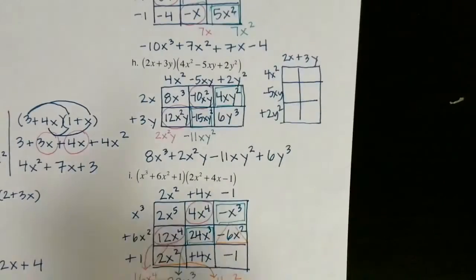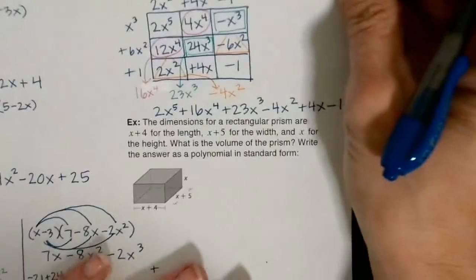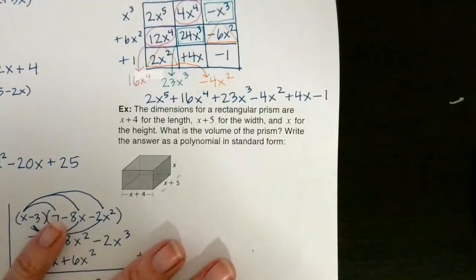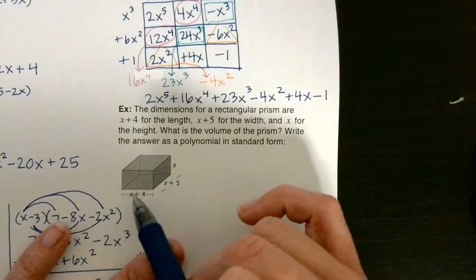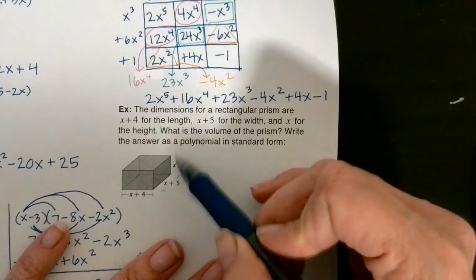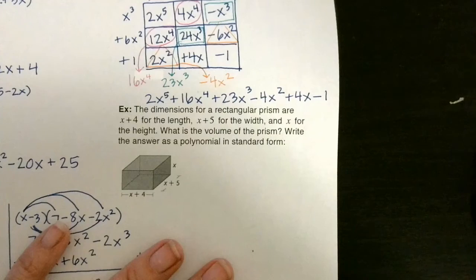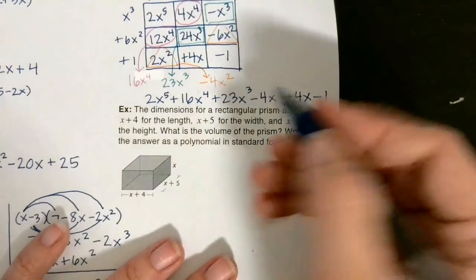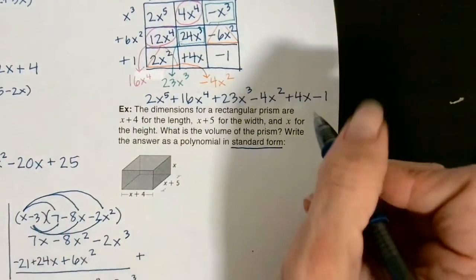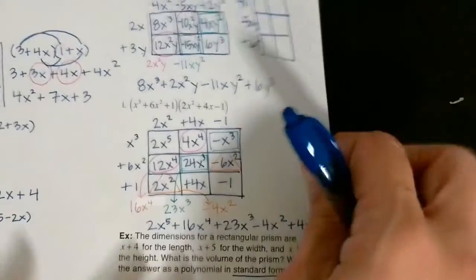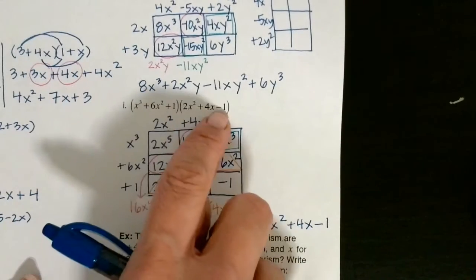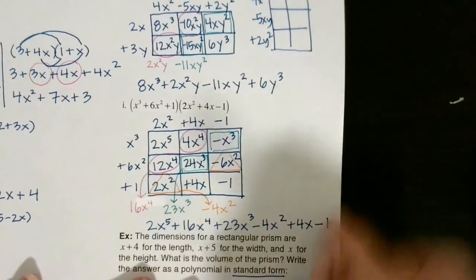All right, last problem. It's a word problem, and I know a lot of times you guys just read these and you're like, oh, I don't want to do it. You don't even actually finish reading it, but I'm pretty sure you're capable of this one. So it says, here's the dimensions for a rectangular prism. We have x plus 4, x plus 5, and x. What is the volume of the prism? Write the answer as a polynomial in standard form. So standard form is like all this right here, where you multiply it out. This is a polynomial in factored form. This is a polynomial in standard form.